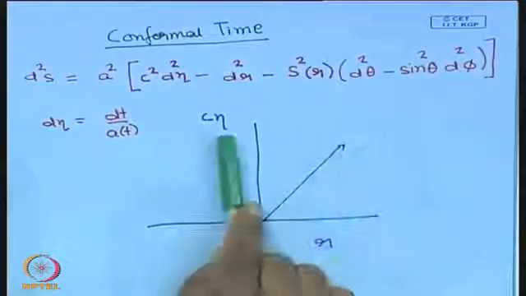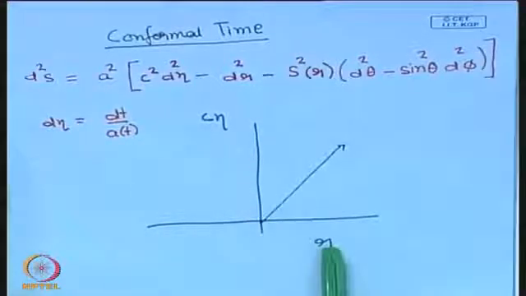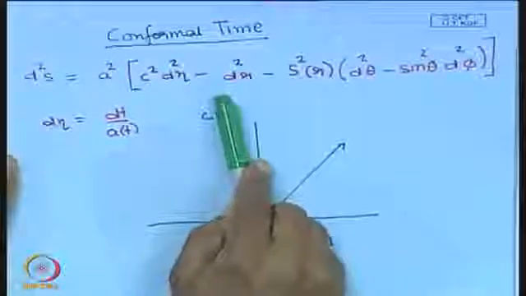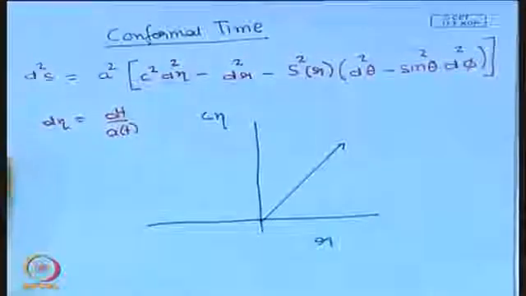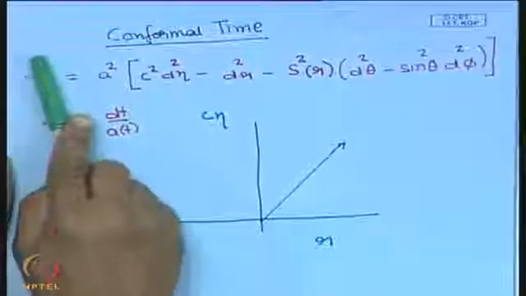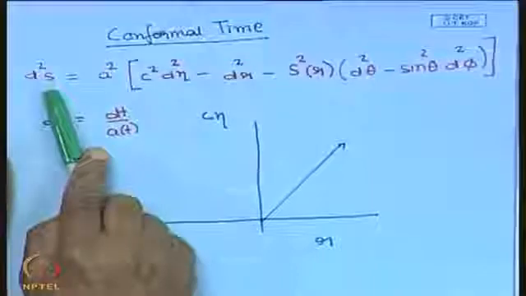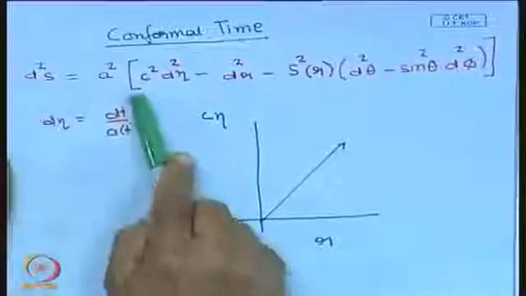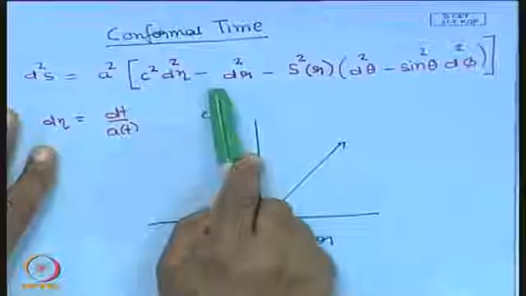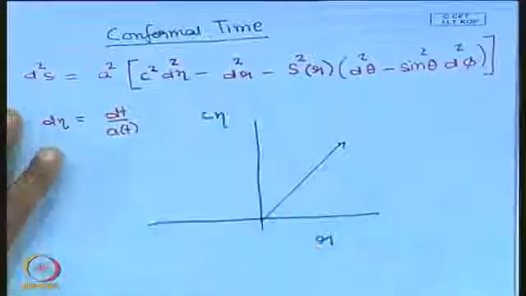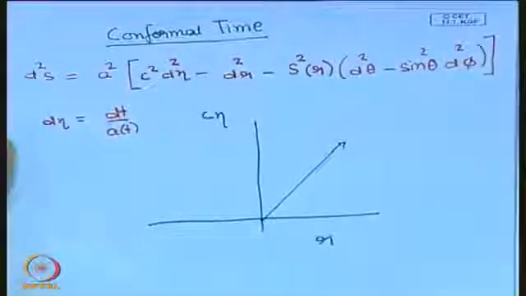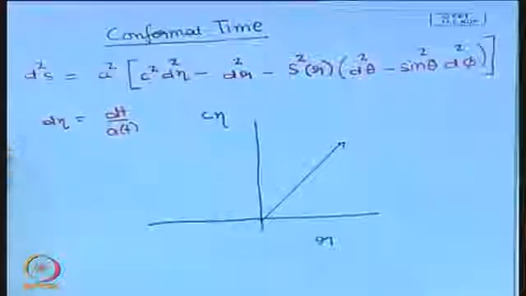If I had used the usual cosmic time and the comoving coordinate, the light would not propagate along 45-degree lines because of the scale factor inside. But here the scale factor has been taken outside, and we know that light propagates along null intervals, so ds squared is 0. So if light is propagating in the radial direction, c d eta will be equal to dr. So the propagation of light is along 45-degree lines. That is the very useful aspect of conformal time.